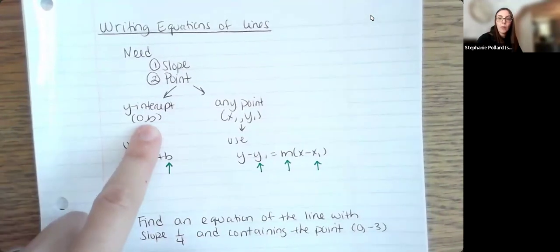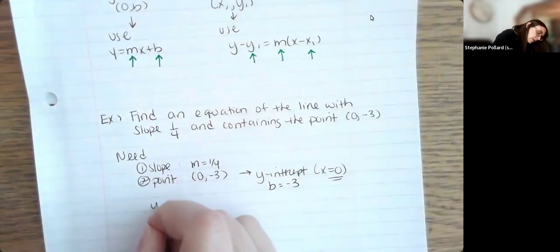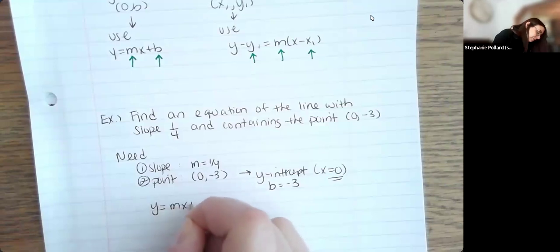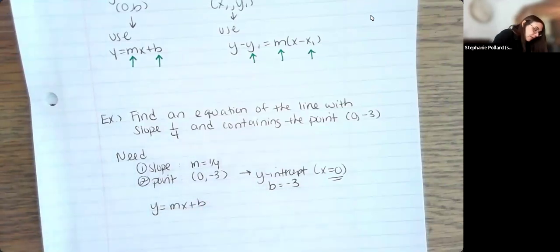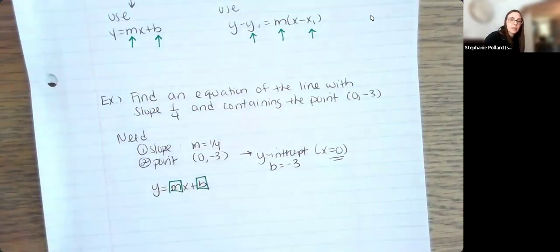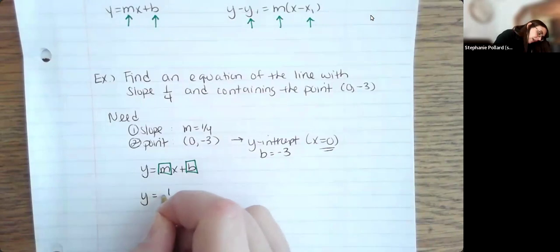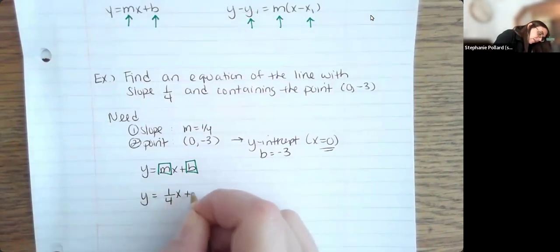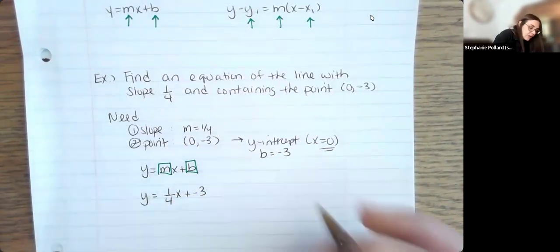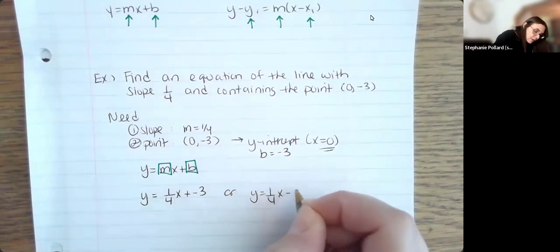Now, when I know the y-intercept, I'm going to use this form of an equation right here. I'm going to write the form out, y equals mx plus b. And I'm going to replace the m with my slope and the b with my intercept. So I have y is equal to 1/4 x plus -3. And this is fine, or we can write this as 1/4 x minus 3.